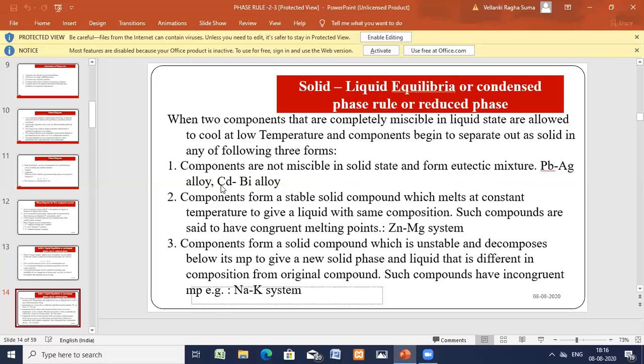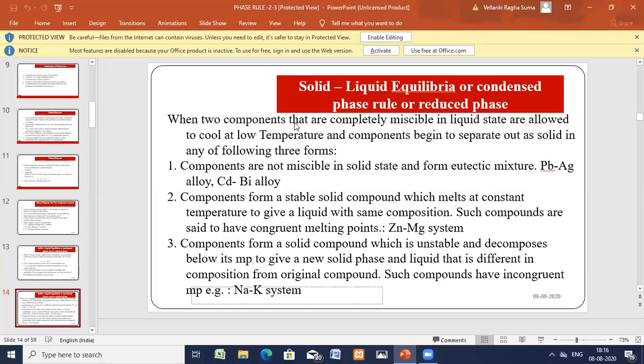Next, the components may form a stable solid compound which melts at constant temperature to give a liquid with the same composition. Some give a solid state and form a eutectic mixture. These components are not miscible in the solid state on solidification, and you get a eutectic mixture. That is the silver-lead system, which we'll be reading today. These components are not miscible in the solid state and form the eutectic mixture on cooling.